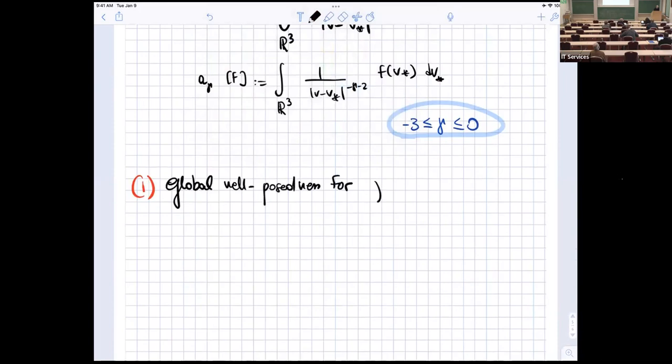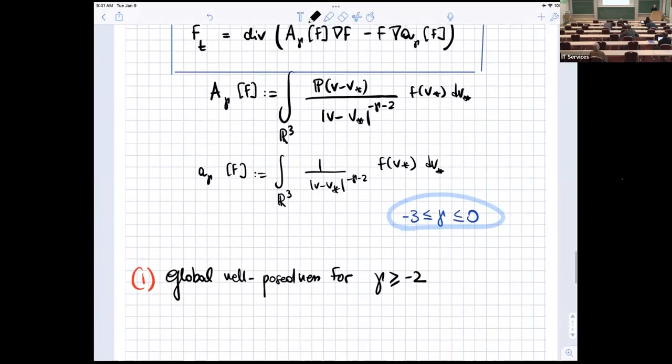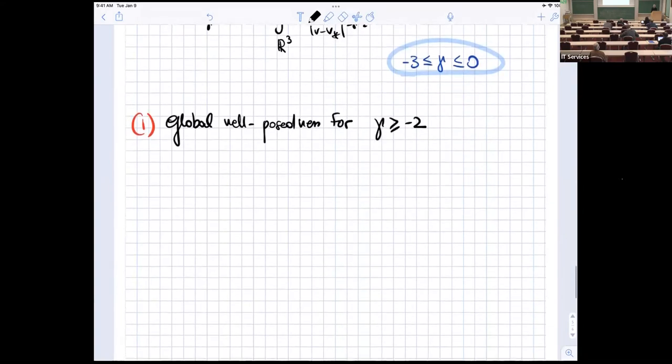Number one is that we have global well-posedness for gamma greater or equal than -2. Okay. So in that case, solutions are instantaneously smooth, a little bit like the heat equation. Think about like the heat equation. Solutions become instantaneously smooth and stay regular for all time.